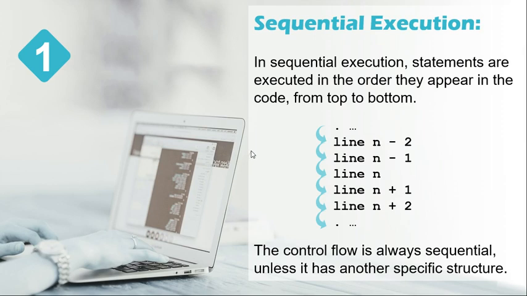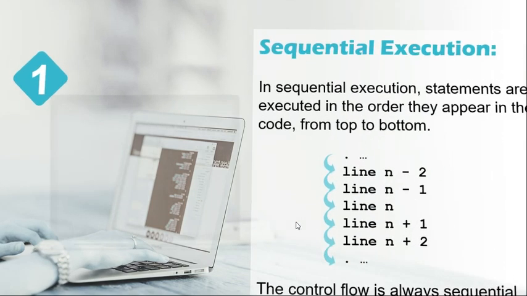Our first structure is sequential execution. In sequential execution, the statements are executed in order they appear in the code from top to bottom. This is literally the most straightforward structure there is. Here, line n would be executed after line n-1 and before line n+1. The control flow is always sequential unless it has another specific structure.